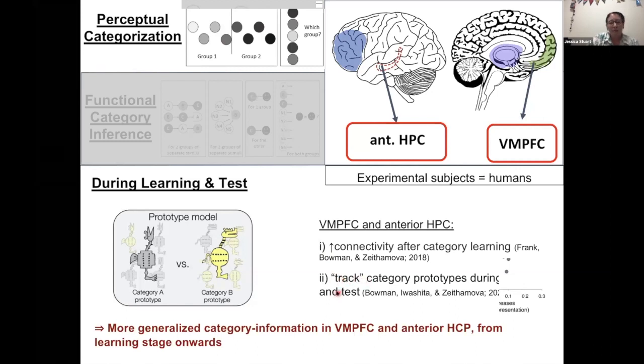When I say a prototype, I think this is where it becomes really related to generalization, because a prototype is basically an averaged representation of all the stimuli within one group. So it's not even necessarily a stimulus you've seen; you've just extracted all the information from the different items and found the most average one or the most generalized one. And so in these studies, Dasha found that more generalized category information was represented in the ventral medial prefrontal cortex and in the anterior hippocampus. And this is from the learning stage onwards.